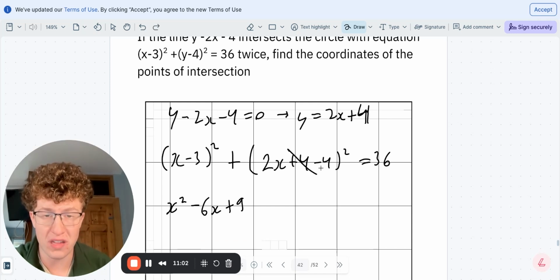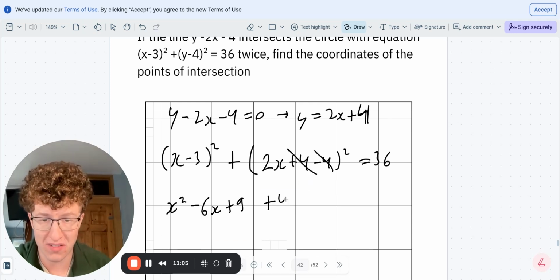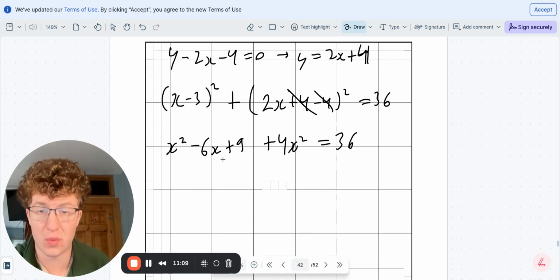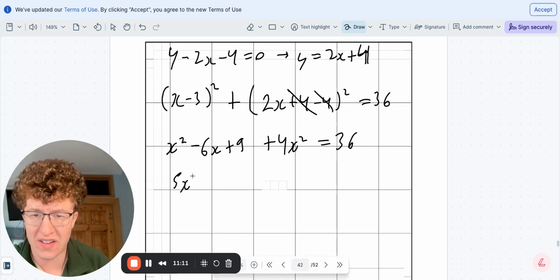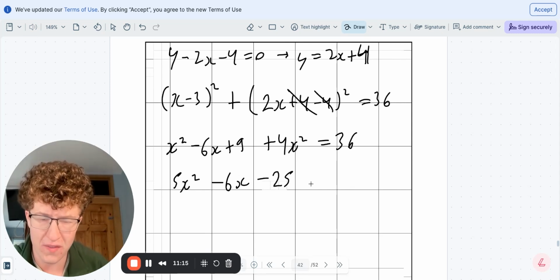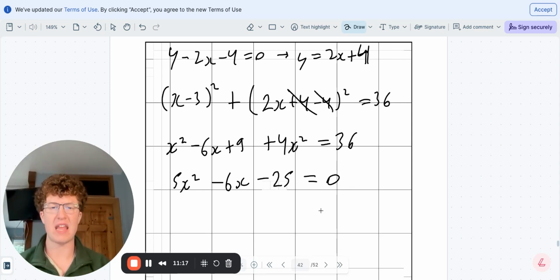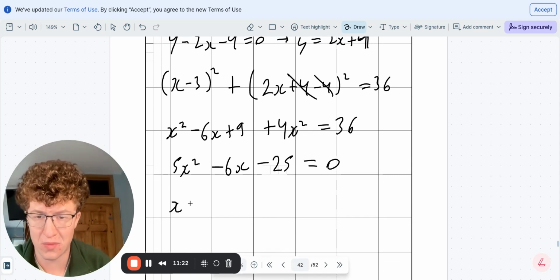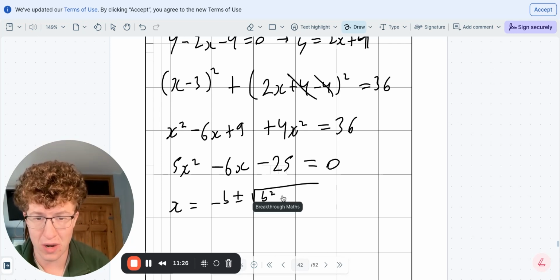And then the 4's here are going to cancel and we're going to be left with plus 4x squared is equal to 36. Then bring everything over to one side. So we're going to have 5x squared minus 6x minus 25 is equal to 0. Now, you could try to use factorization. I'm just going to plug this into the quadratic formula. So x is equal to minus b plus or minus the square root of b squared minus 4ac, all over 2a.